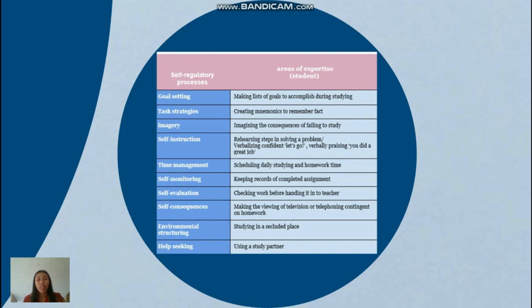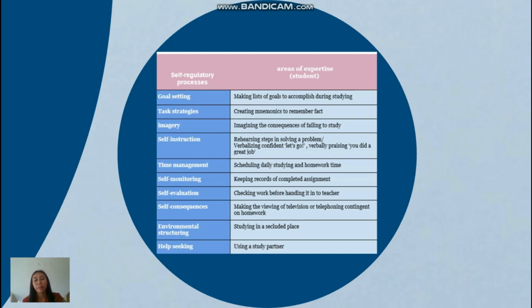And then imagery. The students imagine the consequences of failing to study. It can make them much more motivated to do their best in the learning process. Self-instruction. The students rehearse or practice steps in solving problems. It can also be verbalizing confidence and praising or prompting, like, Let's go, you can do it.